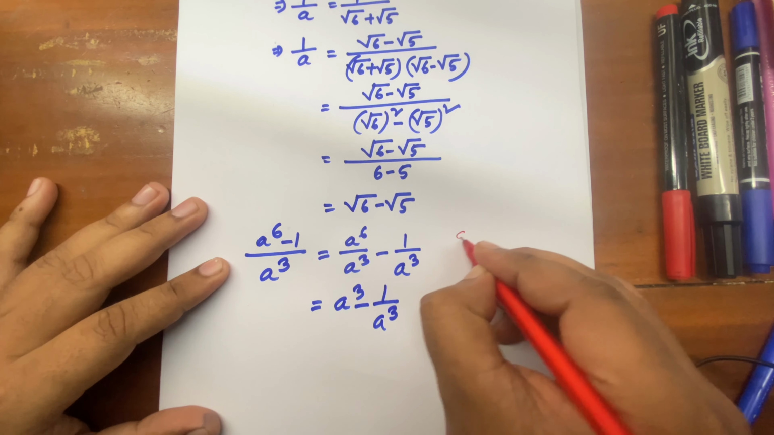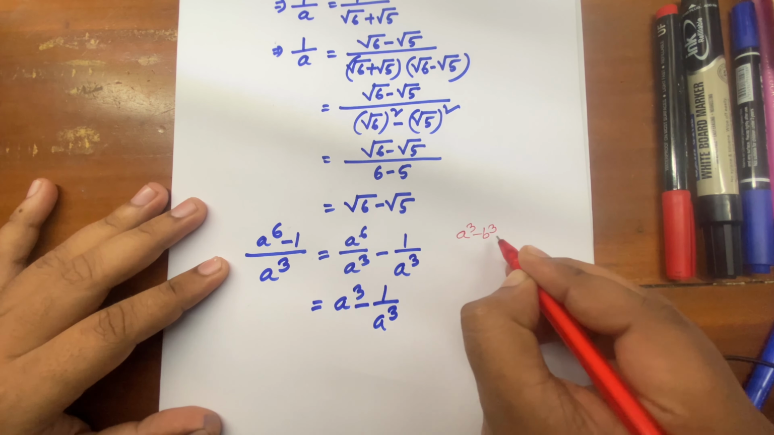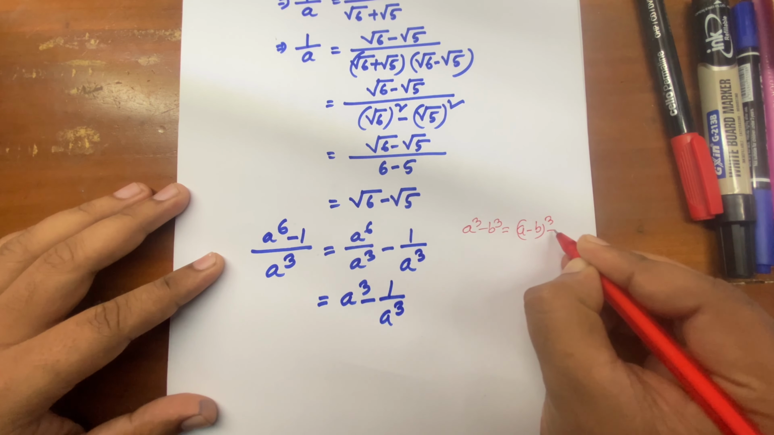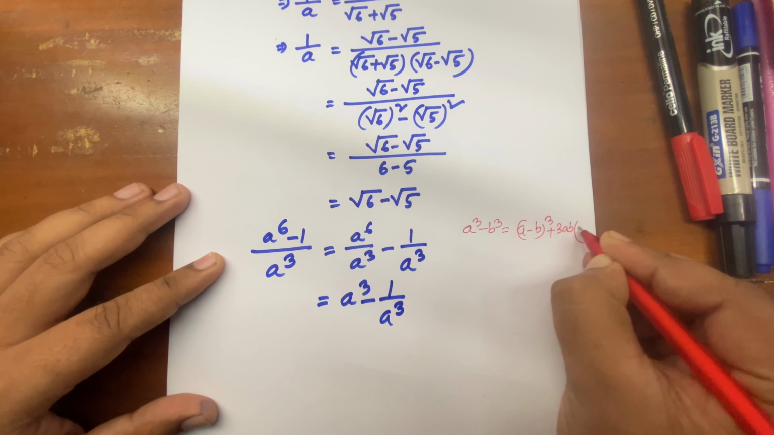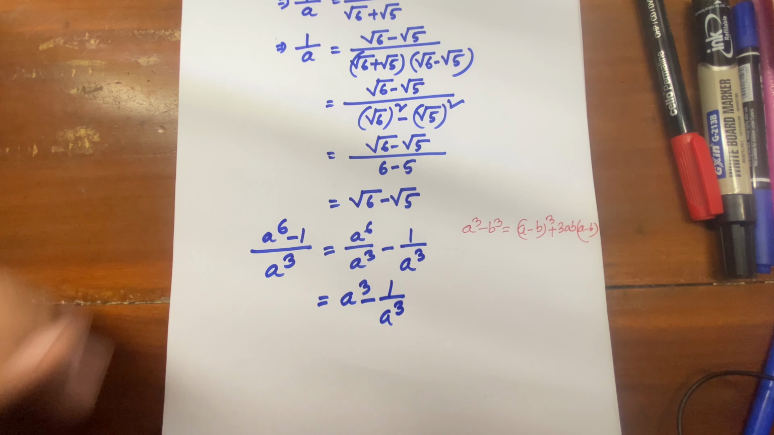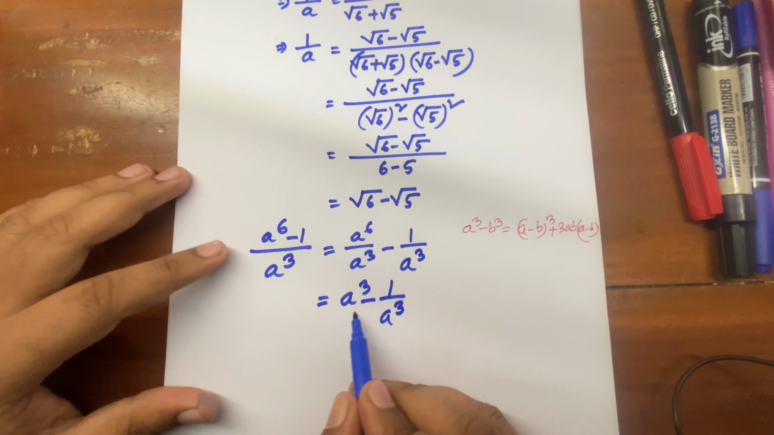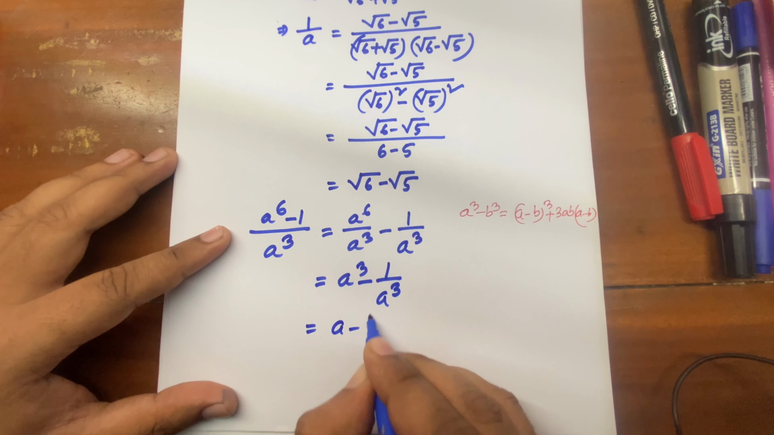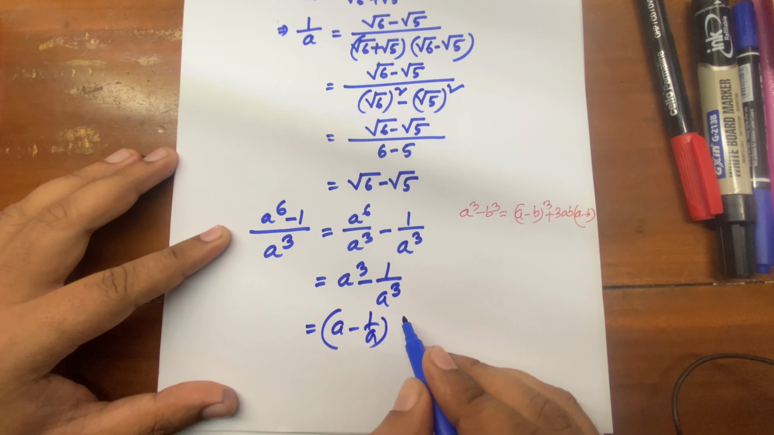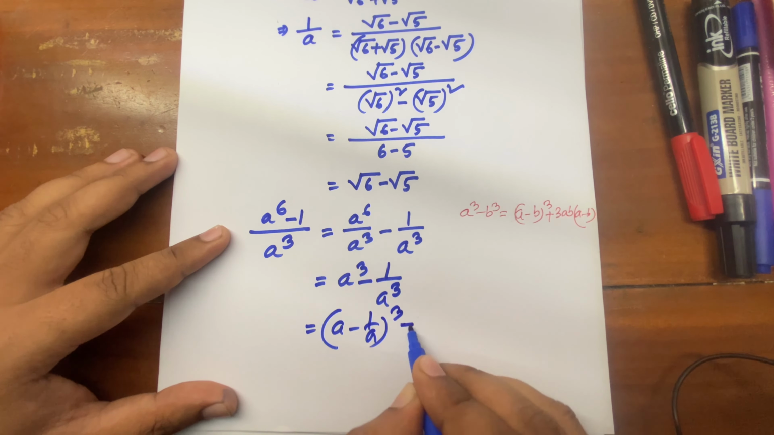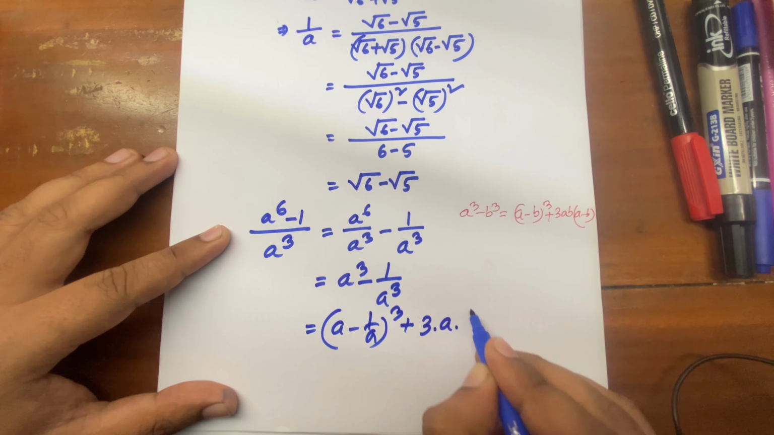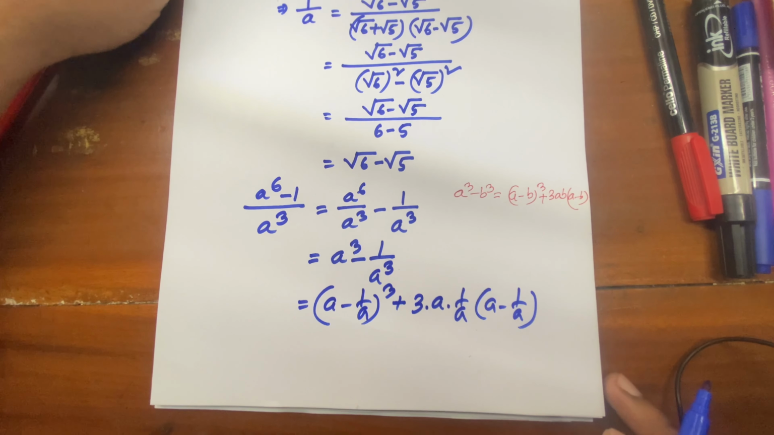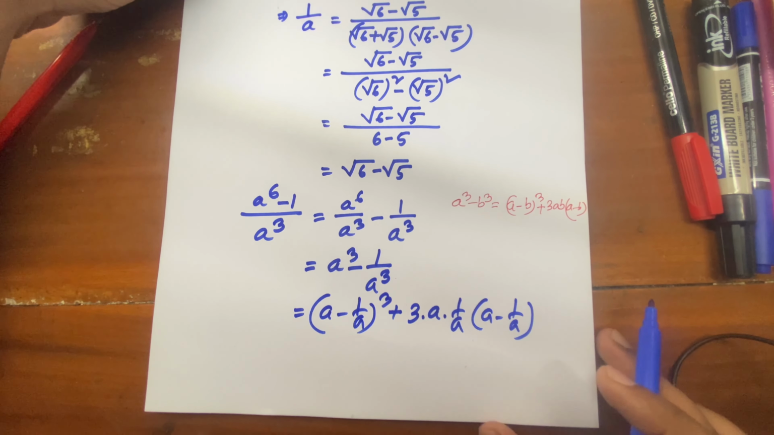We know that a cube minus b cube equals (a minus b) whole cube plus 3ab times (a minus b). I follow this rule in this line. This time I can say here is a cube minus, if you think 1 by a equals b, then b cube, so I can say here is (a minus b) whole cube plus 3 times a times b times (a minus b). So b is 1 over a. Now I find out what is the value of a minus 1 over a.